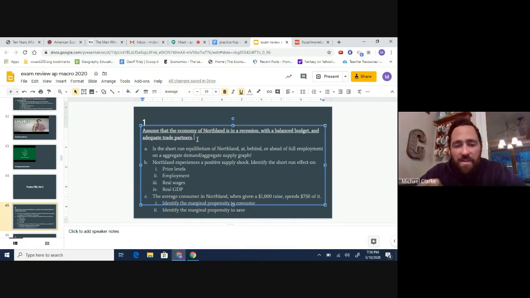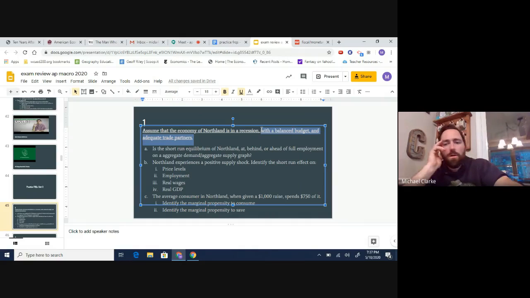Now, there's some fluff here. There's some stuff you don't need in order to answer the following set of questions. And that is all this highlighted stuff. AP is just going to throw that in there just to give you something else to think about. There's one word that you should be focused on here. See if you can pick that out right now. And that one word is recession.